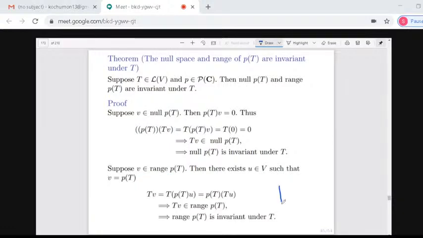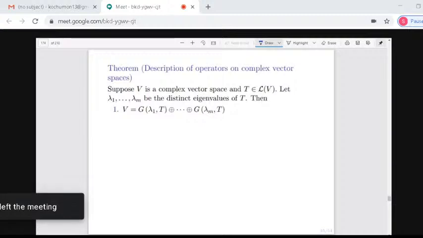Again, a similar symbol computation. You can notice that all this time we are using only the commutativity, the property that P of T and T commute. So keep it in mind: for any polynomial on earth with complex coefficients, the null space of P of T and the range of P of T are invariant under T. Very, very powerful lemma. Okay, now we come to our main goal of this lecture.